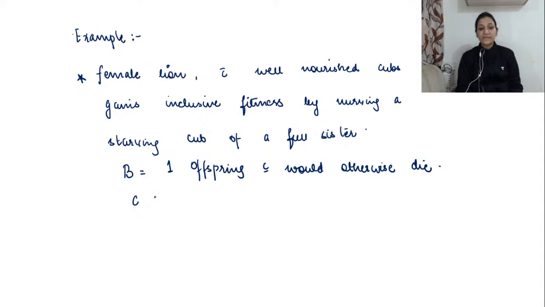So C in this case is approximately 1/4 of an offspring, since the survival probability of her own non-starving cub is only slightly reduced.